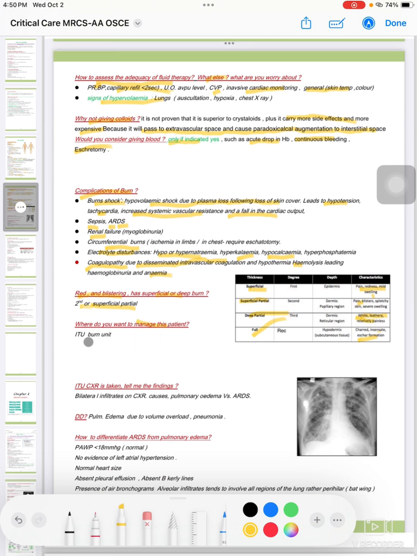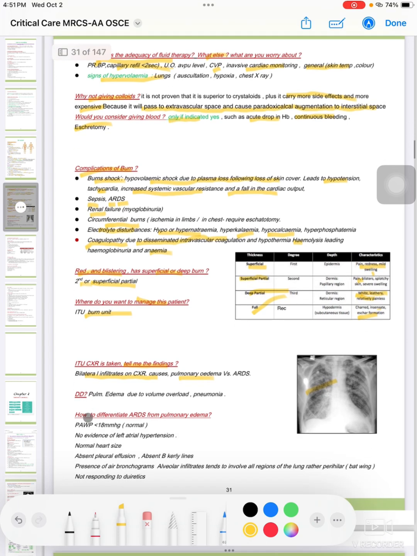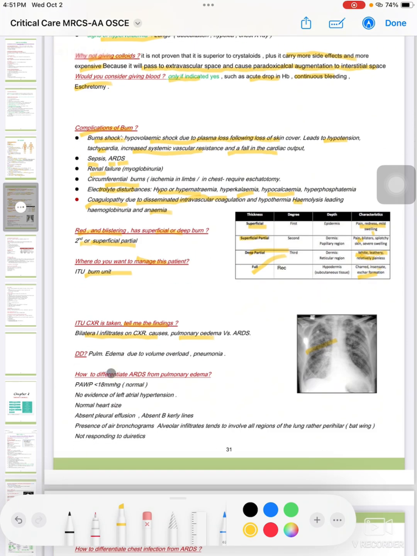Now, where do you want to manage these patients? I would like to manage them in the ITU burn unit. In case of ITU, a chest X-ray is taken; tell me what the findings are. Here is the chest X-ray. The finding is bilateral infiltrates on chest X-ray, suggesting pulmonary edema. You have to also answer with the differential diagnosis, such as pulmonary edema due to volume overload, or pneumonia. Now, how to differentiate acute respiratory distress from pulmonary edema? I'd like to share that in the next session about acute respiratory distress syndrome.